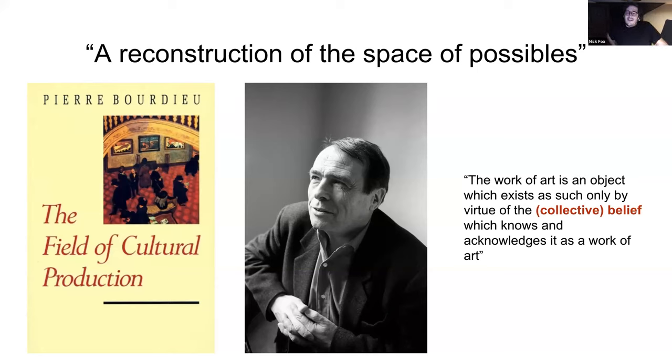And it's interesting, right? He was looking at the space of the humanities and culture, from art and literature. And he talked about this idea of reconstructing the space of possibles, where works of art aren't works of art by themselves, they become works of art by the collective belief that acknowledges them as a work of art. And that can change over time, which I think is an interesting lens to view replicability and reproducibility, where we are now, 10 years after all the precipitating factors of the current crisis, quote unquote.